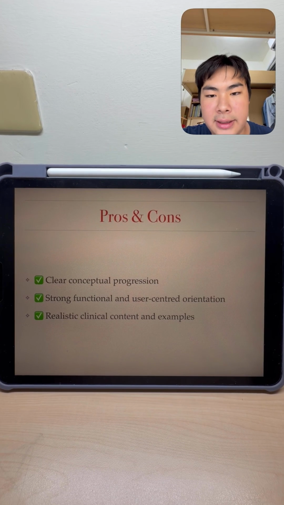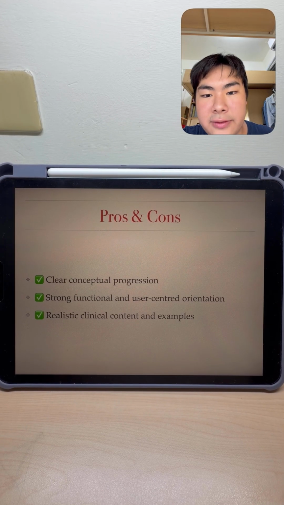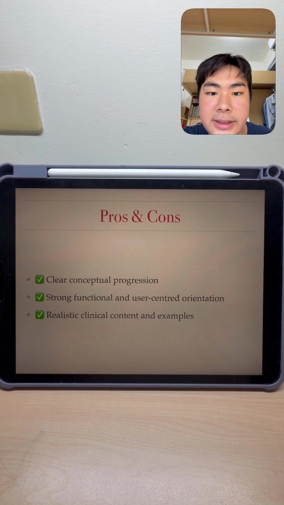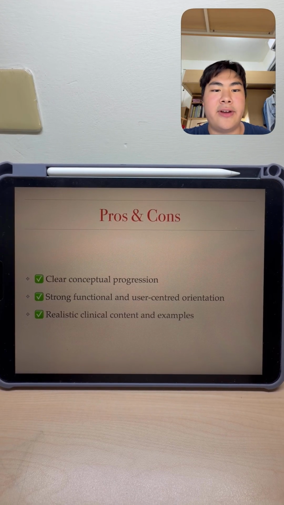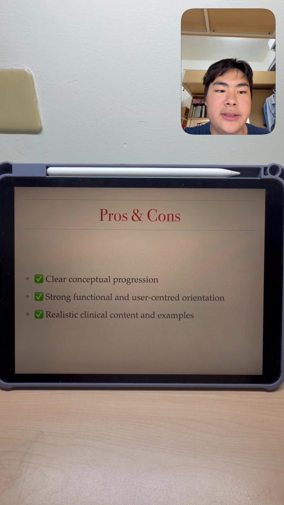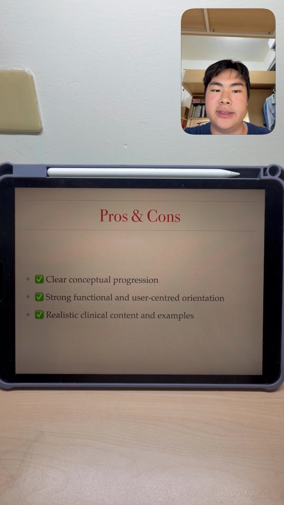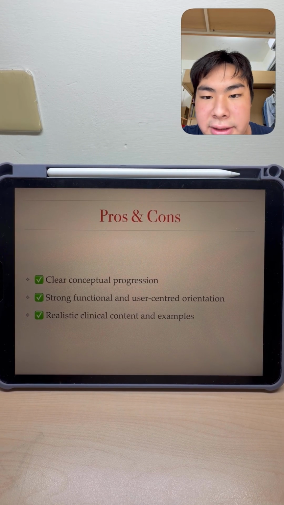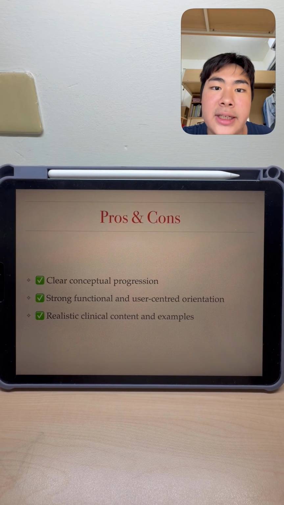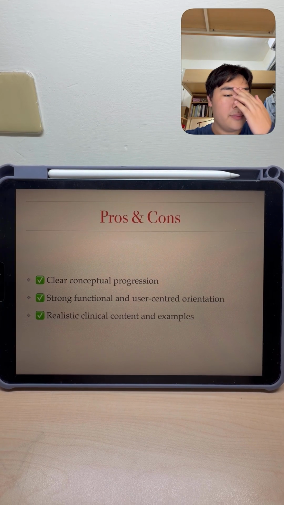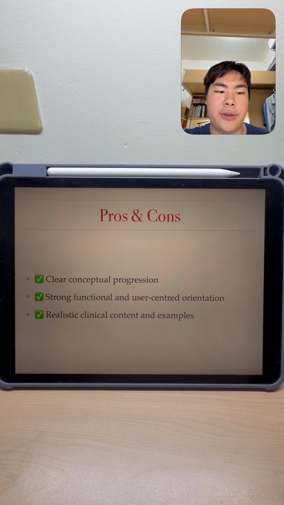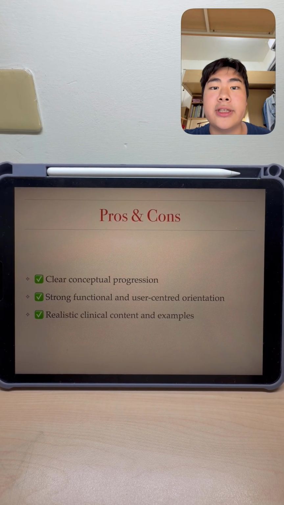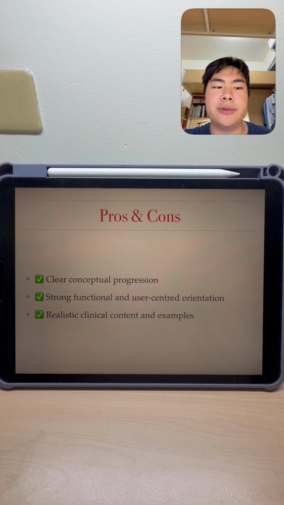And the second advantage is a strong functional and user-centered orientation. Across all tasks, assistive devices are consistently linked to function, independence, and participation, not just an equipment list. And the last advantage is realistic clinical content and examples. The examples, such as canes, walkers, and AFOs, are clinically appropriate and recognizable to OT and PT.